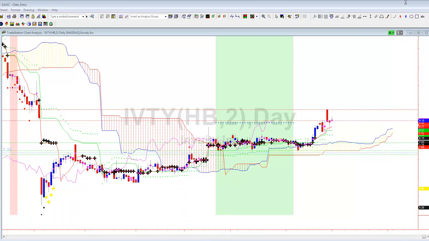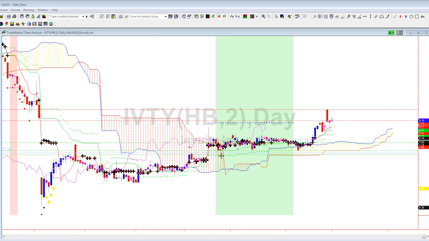Okay, let's get to it. First trade that we are going to look at, symbol IVTY. This came from our value strategy. So once we determine it is a value stock, we can look at buying it based upon certain things.